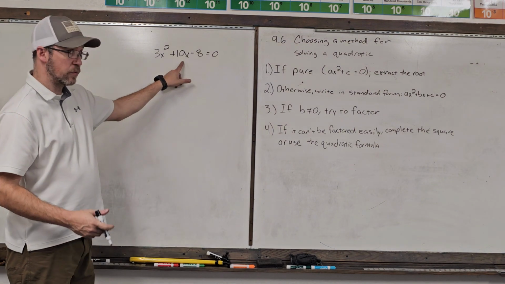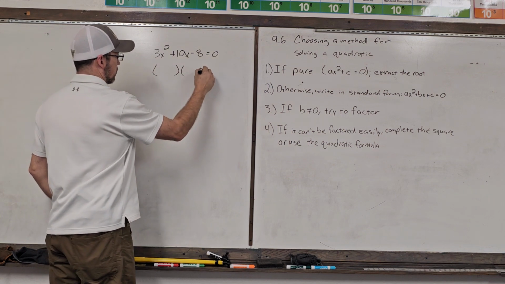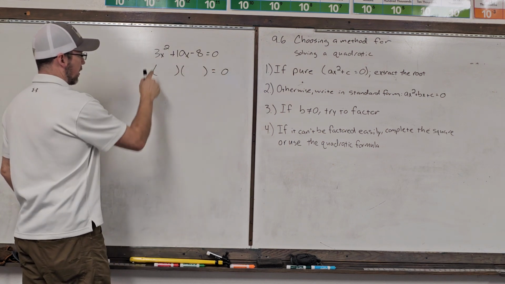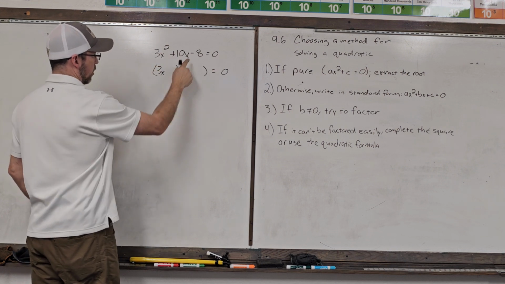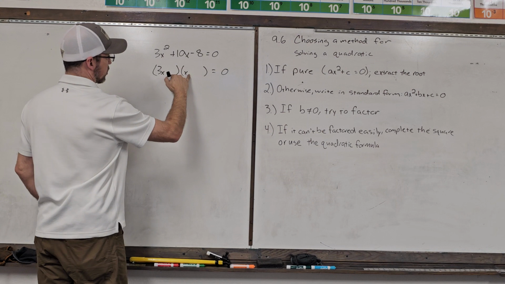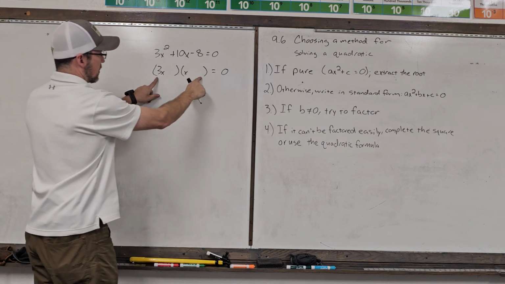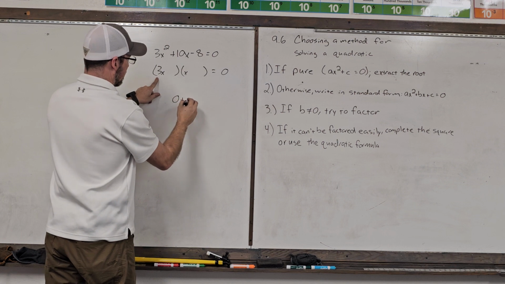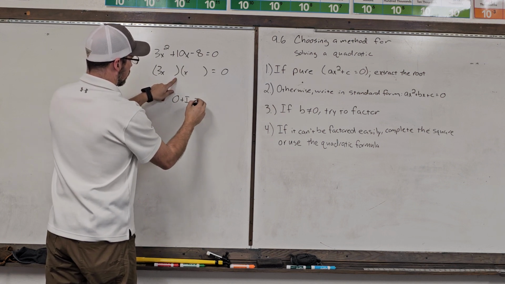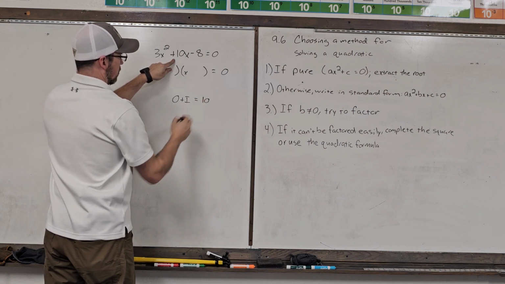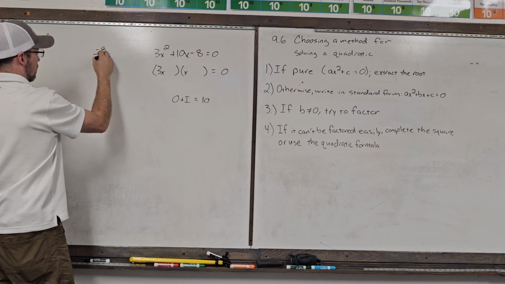If B is not 0, it has a B, then I'm going to try to factor. I'm going to do trial and error. I know that 3x squared has to be 3x and x. I know my signs are going to be opposite. I don't really know which spot they're going to be yet. I know I need the outside times the outside plus the inside times the inside. I know I need those to equal positive 10. So I'm going to look at the factors of negative 8.